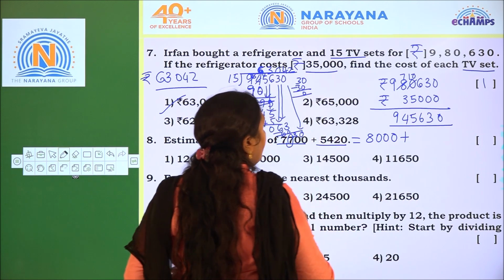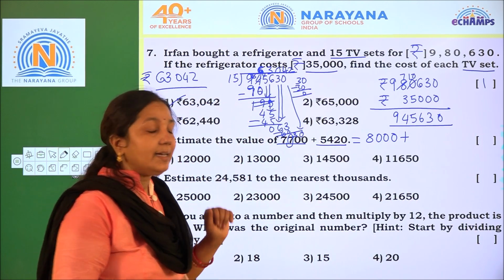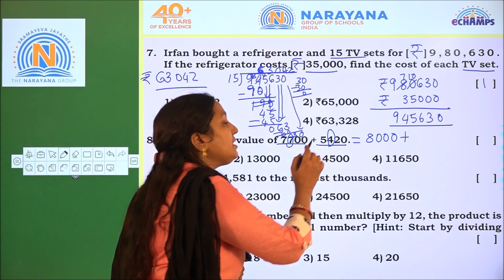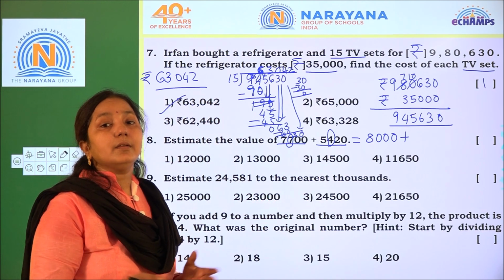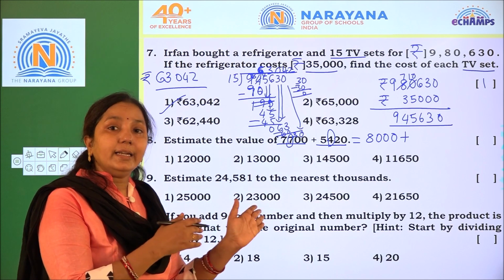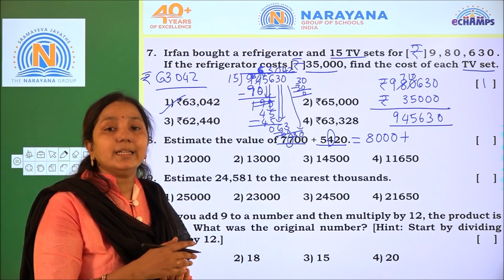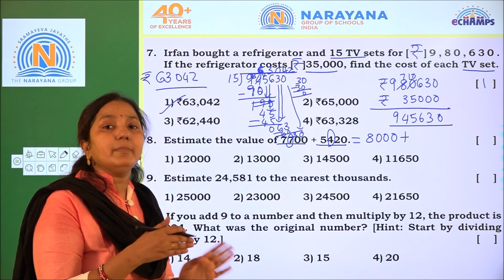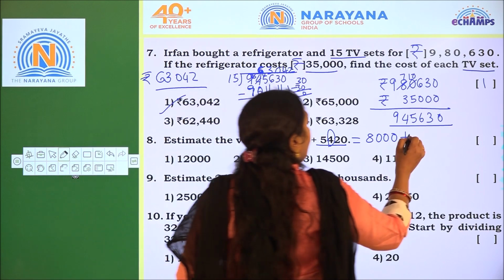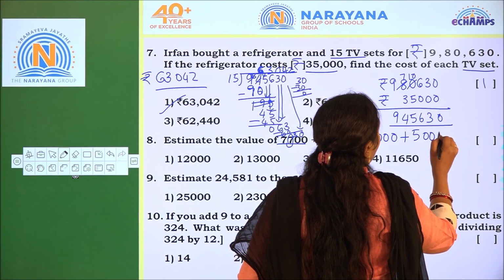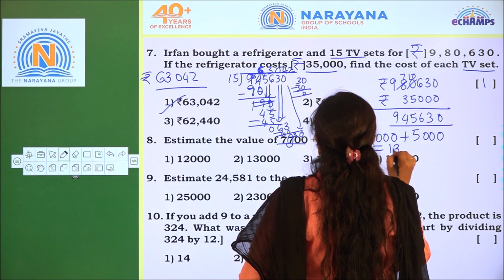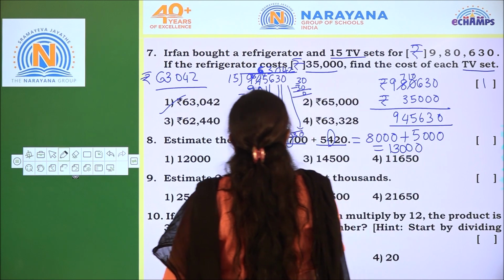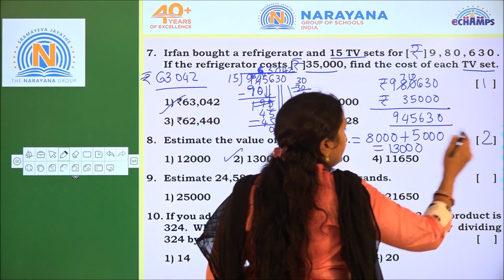Now 5,420. What is the hundreds place? 4. 4 means below 5. Below 5 means we have to take the lower thousand. That number is in between 5,000 and 6,000. Below 5 means 5,000. So 8,000 plus 5,000, how much, children? 13,000. Which is the correct option, children? Option 2. Next one.